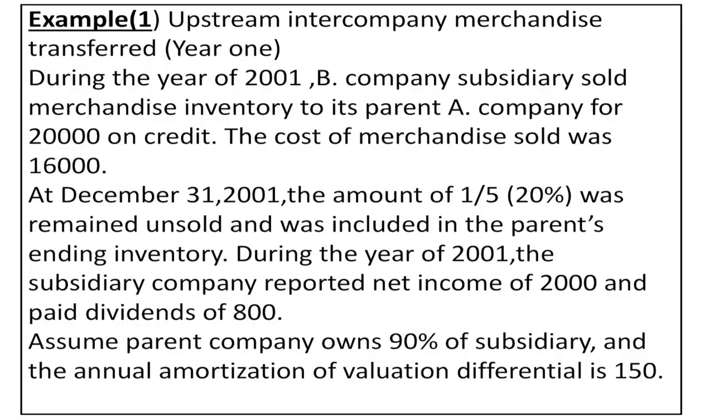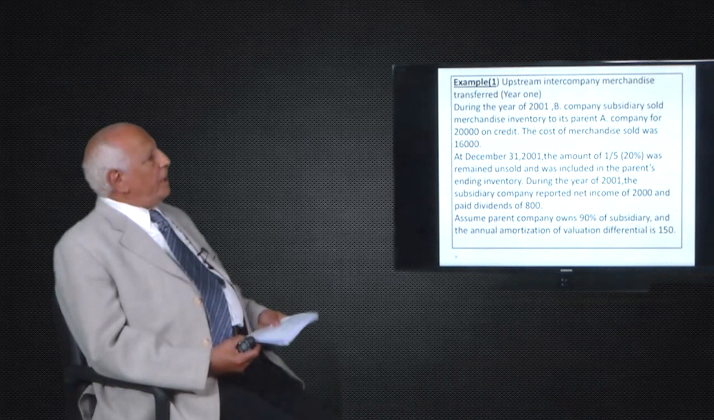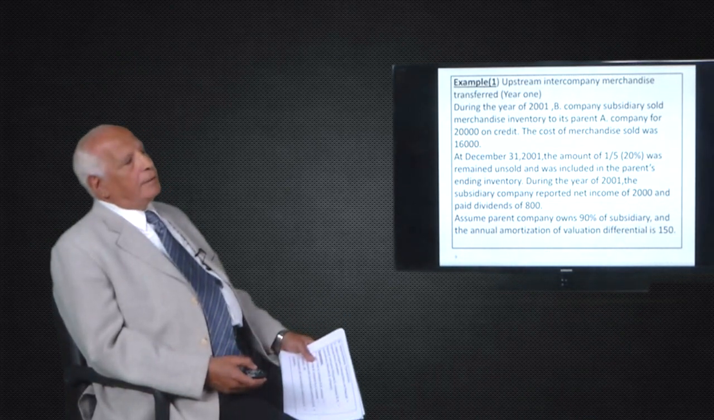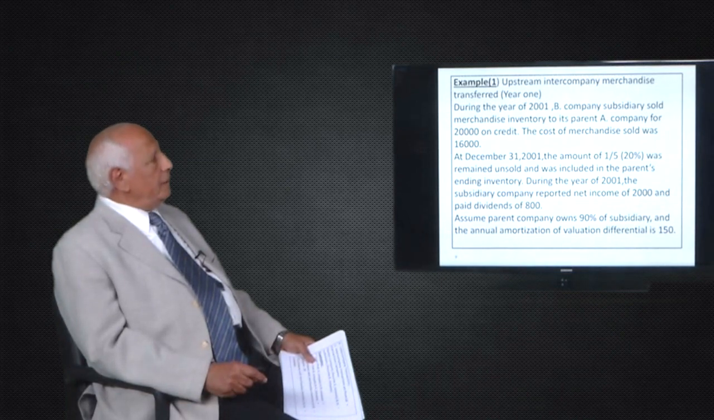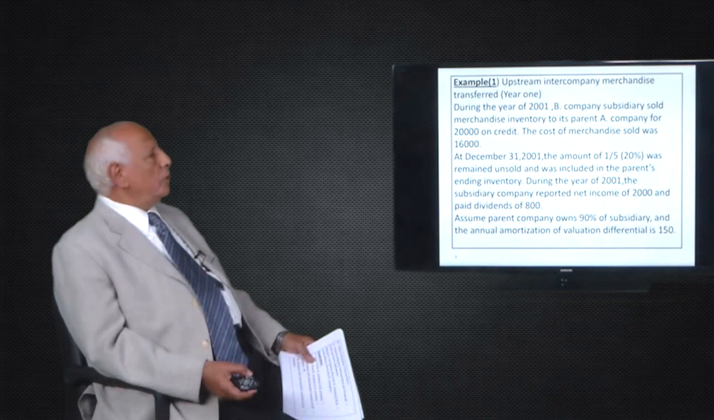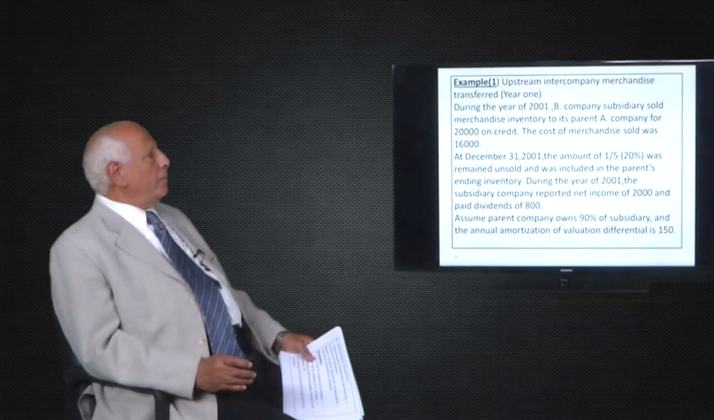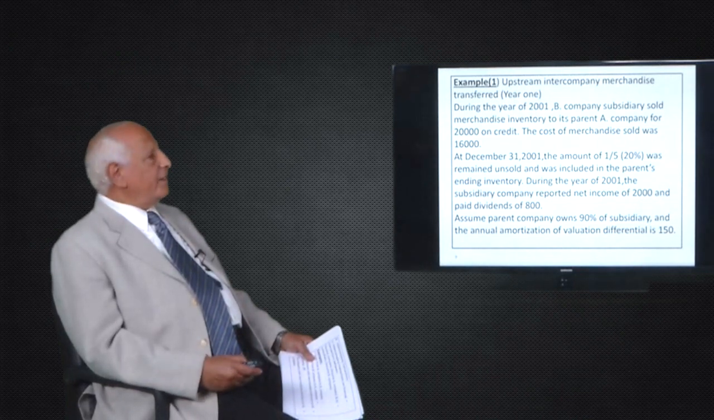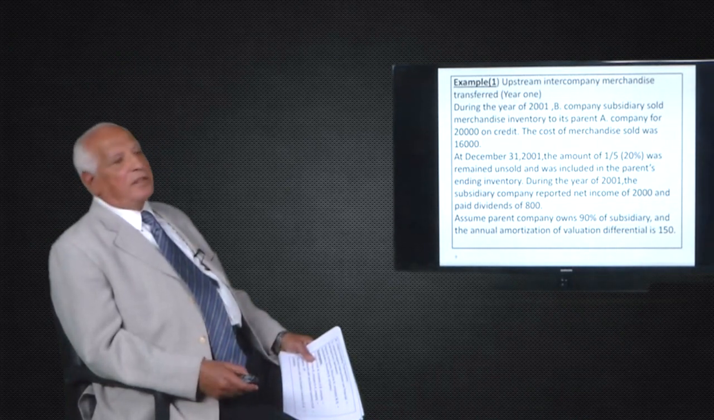I go to example 1, upstream inventory intercompany merchandise transfer, year 1, first year. During the year of 2001, B company, the sub, sold the merchandise inventory to its parent A company for how much selling price? You need to know, 20,000 on credit. How much is the cost of merchandise sold? 16,000. We have two numbers now, 20,000 and 16,000. The difference between 20 and 16 gives you 4,000. That's a gross profit.